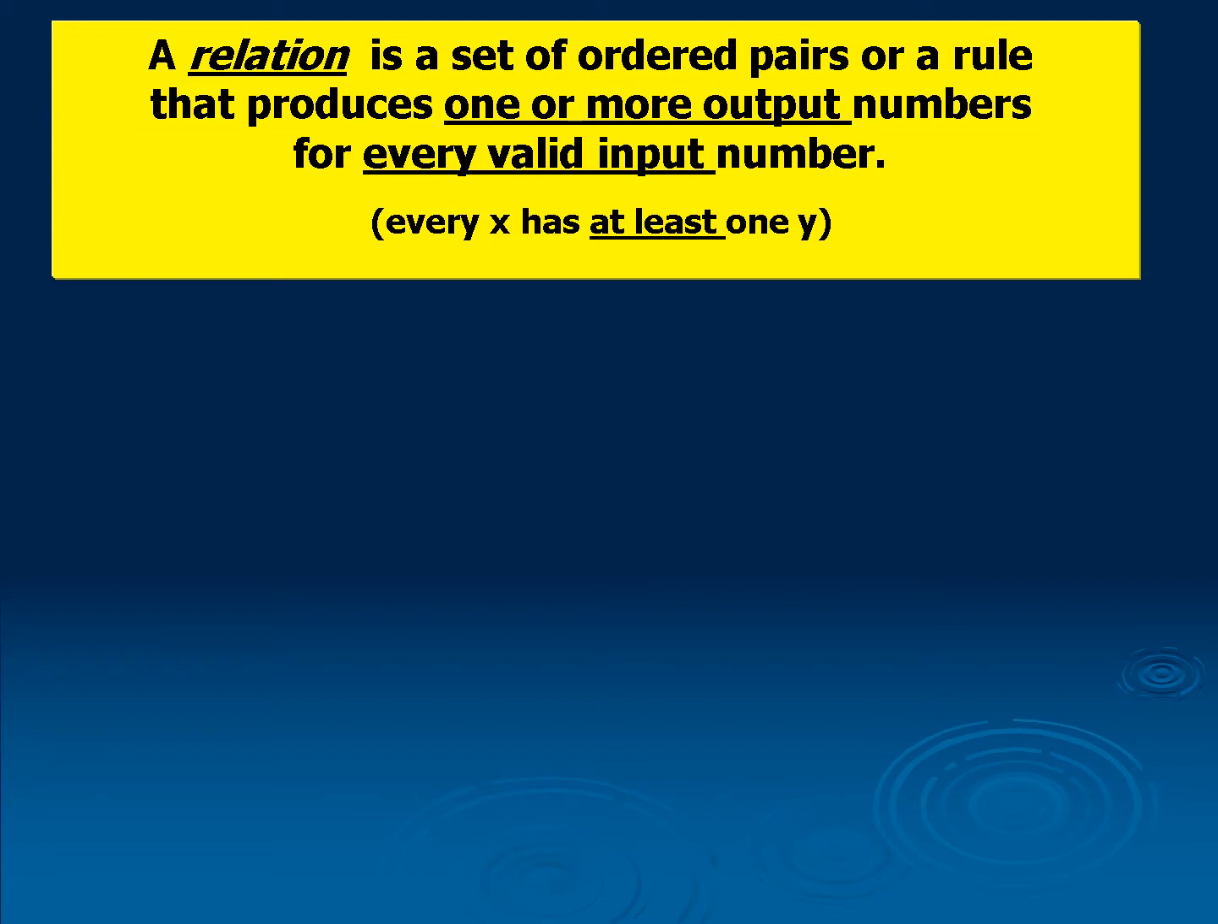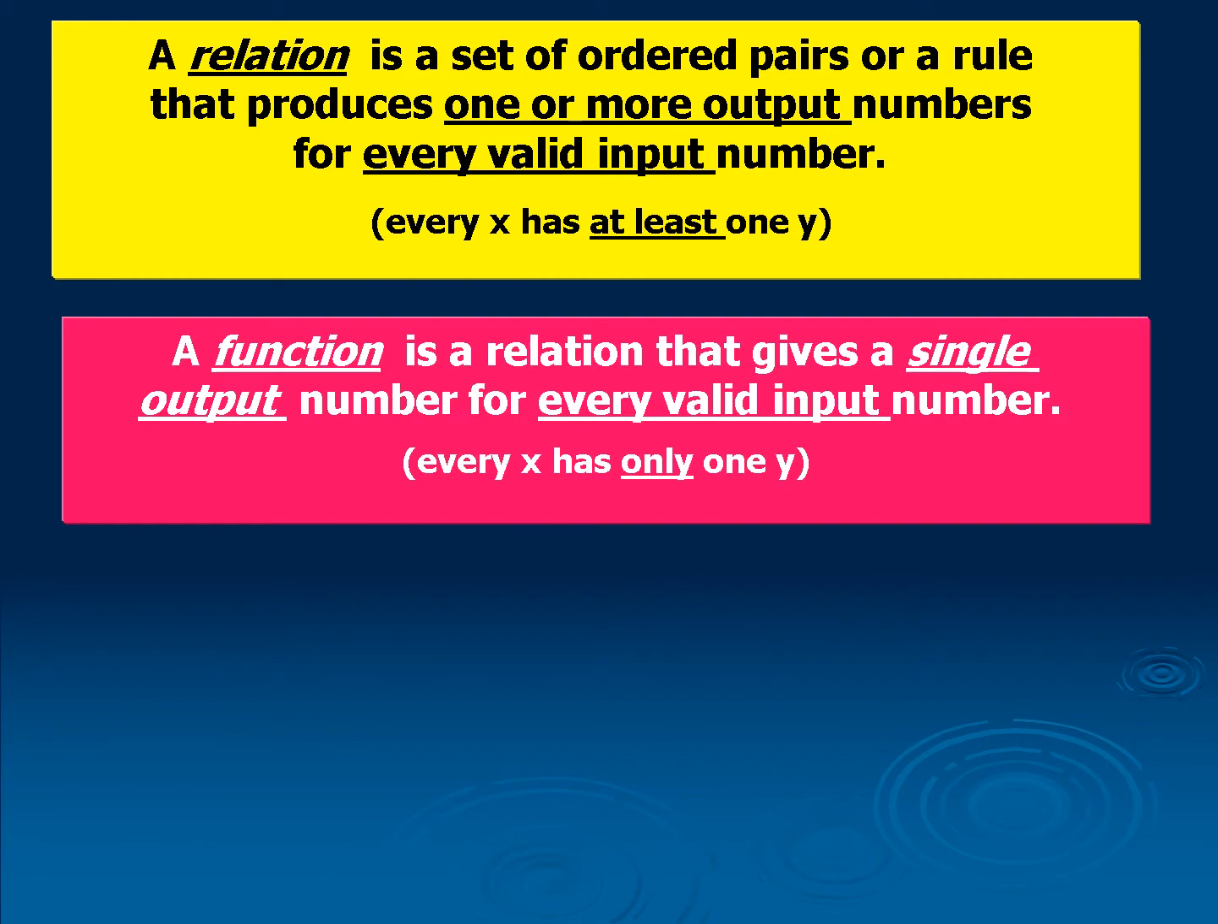Let's start off by talking about some vocabulary that you're going to hear us using over and over. So a relation is a set of ordered pairs, or it is a rule that produces one or more outputs for each input. So every x has at least one y. Okay, let's drill down and get a little bit more specific. A function is a relation that gives a single output for every input.